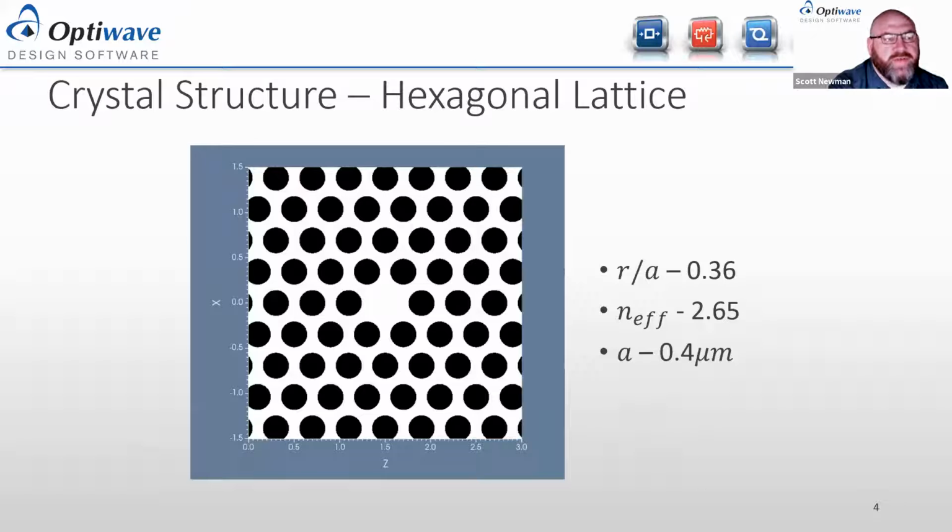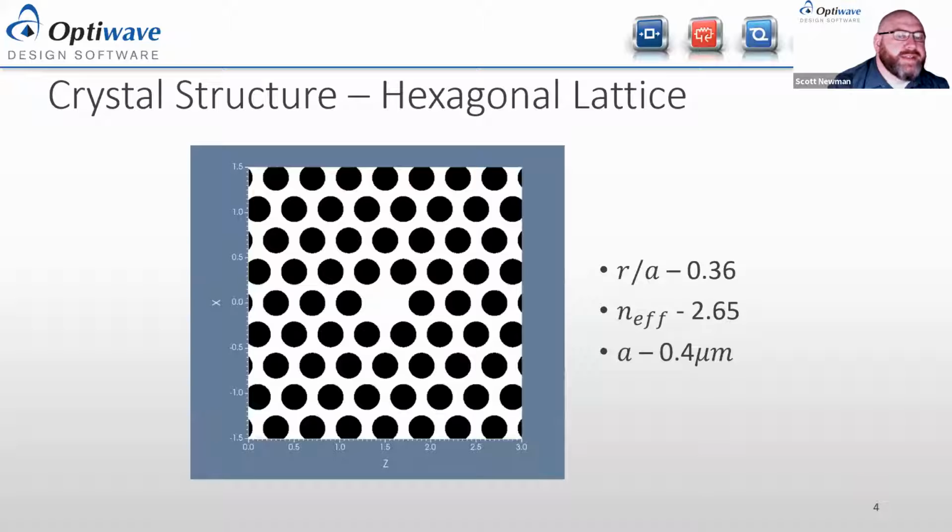So the structure we're going to be focusing on today is your standard hexagonal lattice. This shown here is with a defect in the center. So when we talk about photonic crystals, there's three things that you use to describe the crystal. One is the lattice that you're using. In this case, it's the hexagonal one. Then there is the lattice constant A. For this design, it's going to be 0.4.